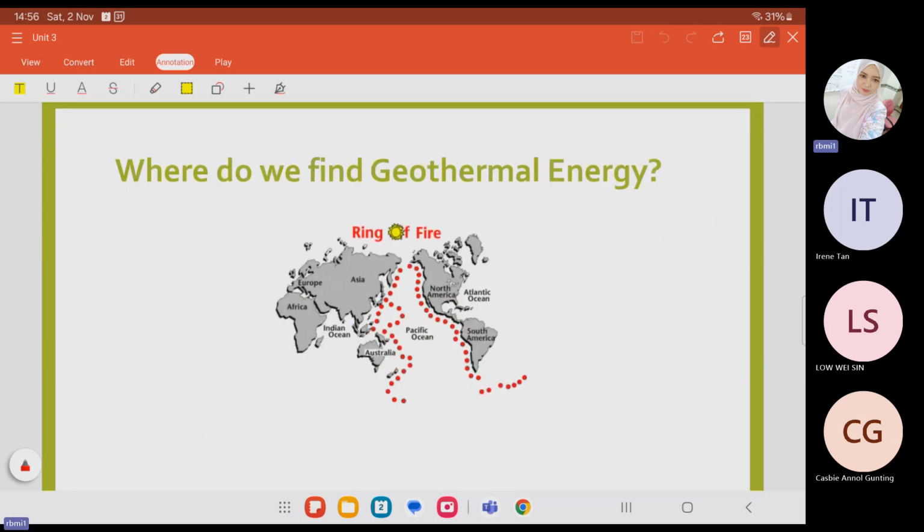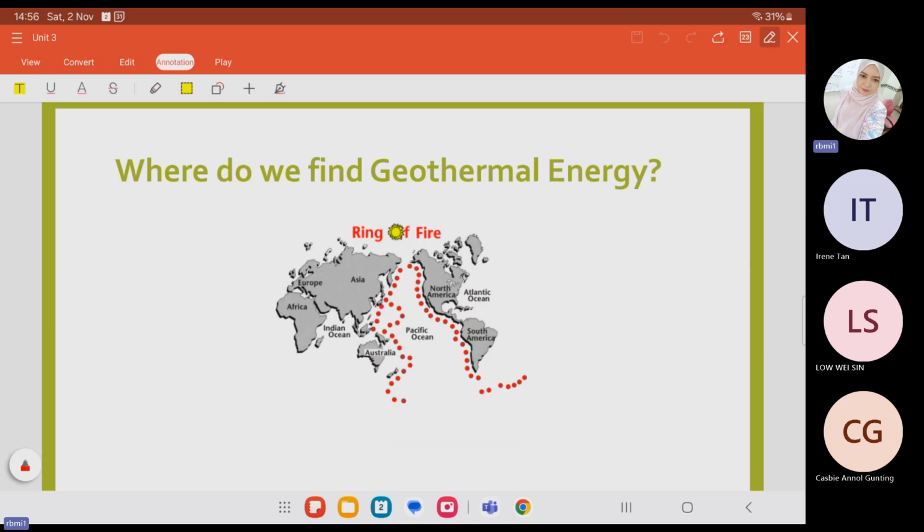Okay, so these are the locations for geothermal energy. Remember, not all areas or surfaces on the Earth have geothermal energy. The most active geothermal resources are usually found along major tectonic plate boundaries where most volcanoes are located. Here, the red dots are the locations of the volcanoes. We call it the Ring of Fire.